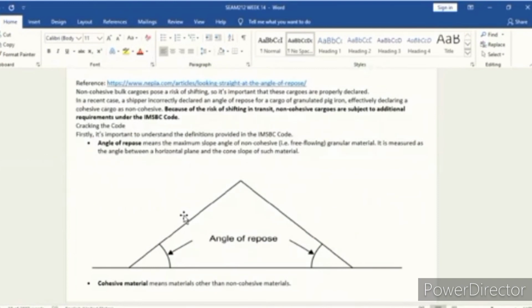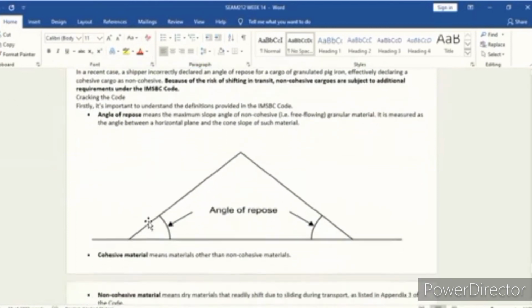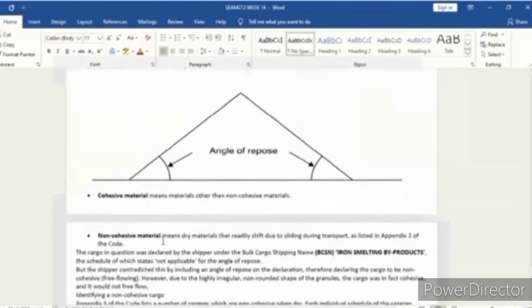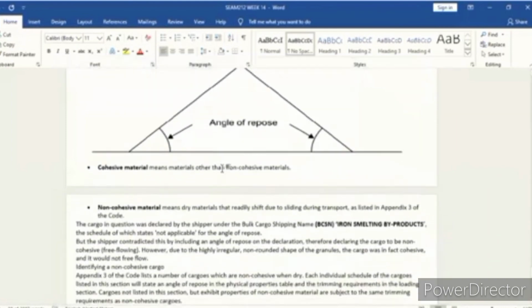About cohesive materials, it means dry materials can shift due to sliding during transport, as covered in Appendix 3 of the code. This cargo might shift or slide during transportation. That's it. Thank you.